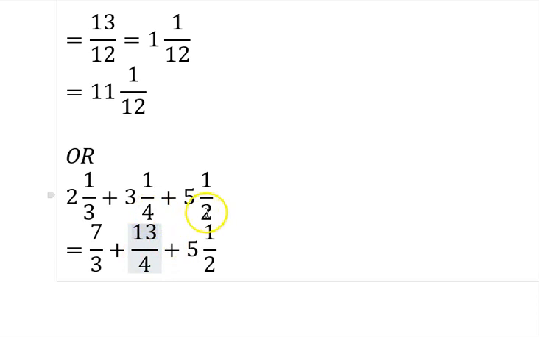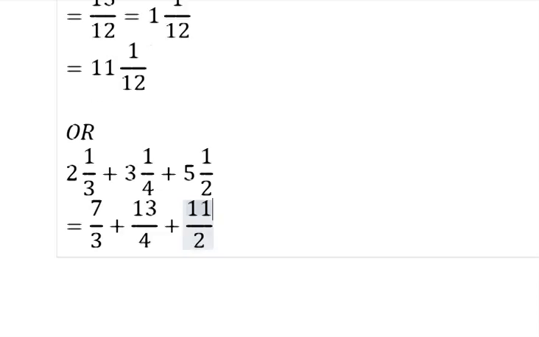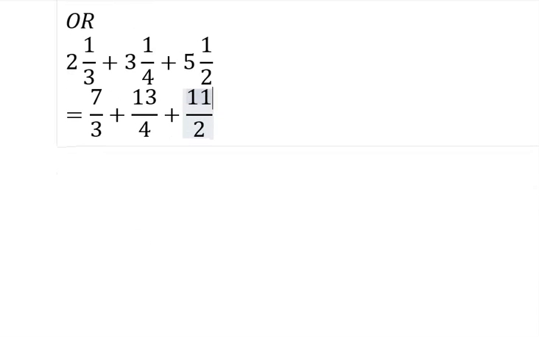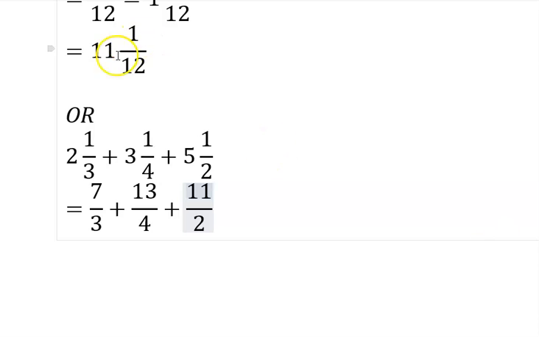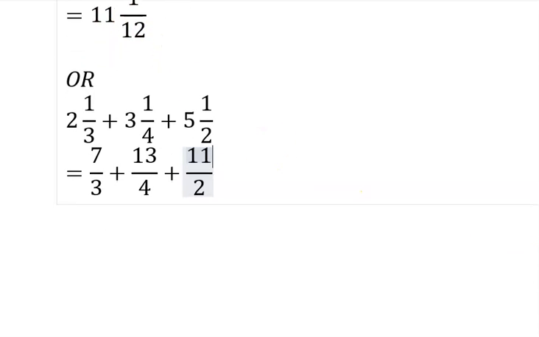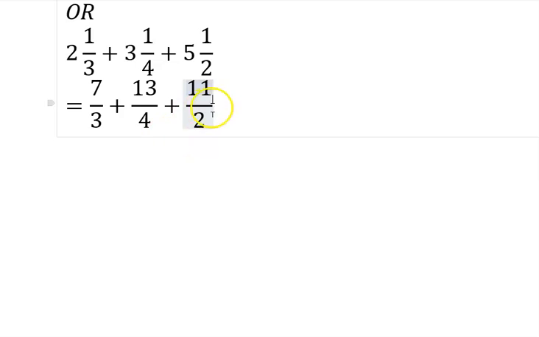Great. Let's convert this. 2 times 5 is 10. 10 plus 1, 11. That's 11 over 2. Awesome. So we've been able to convert these mixed fractions to improper fractions. So we'll solve it the same way. At the end of the day, we are still going to get our answer 11 whole number 1 over 12. Okay, let's see what we can do using the same principle.